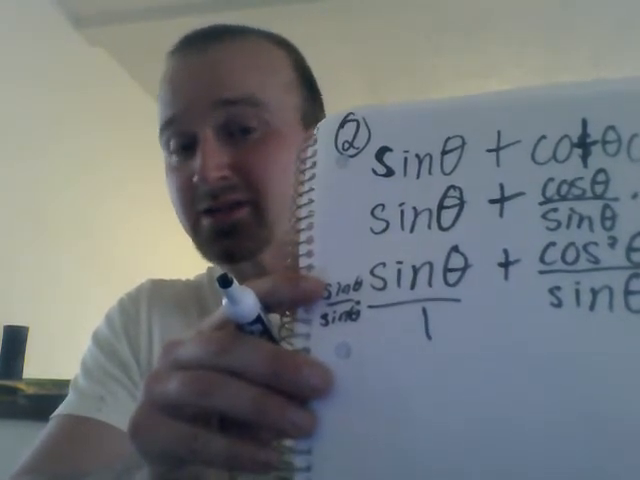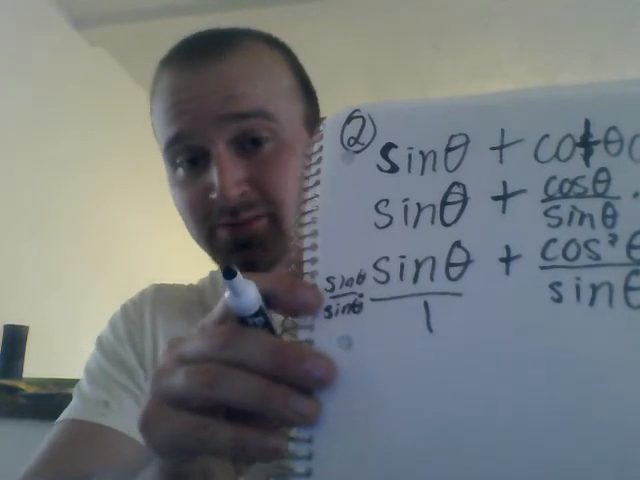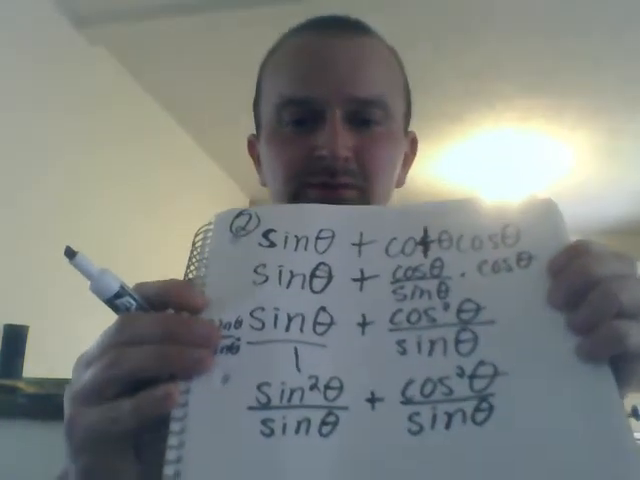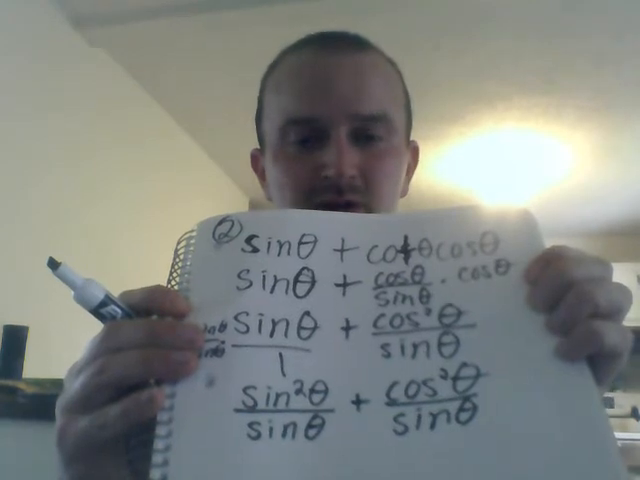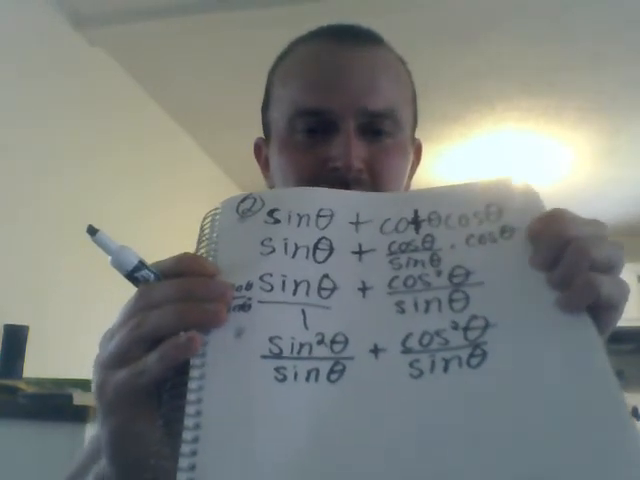So on top, sine times sine gives me sine squared. On the bottom, sine times 1 gives me sine. So I'm going to multiply that out real quick. That gives me sine squared of theta over sine of theta. And then the rest of it, of course, is plus cosine squared of theta over sine theta. So you've got those two separate pieces, and conveniently for us now, they have common denominators, and we can add these things together. So I'm going to put them all together, and I'm going to have sine squared plus cosine squared all over sine.